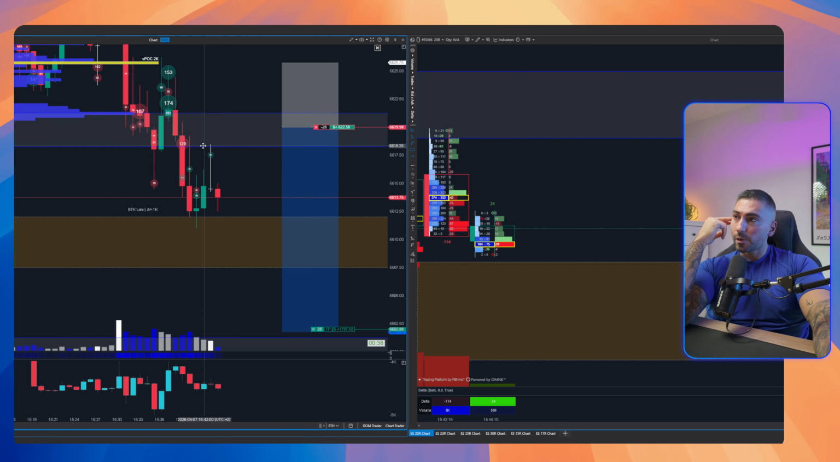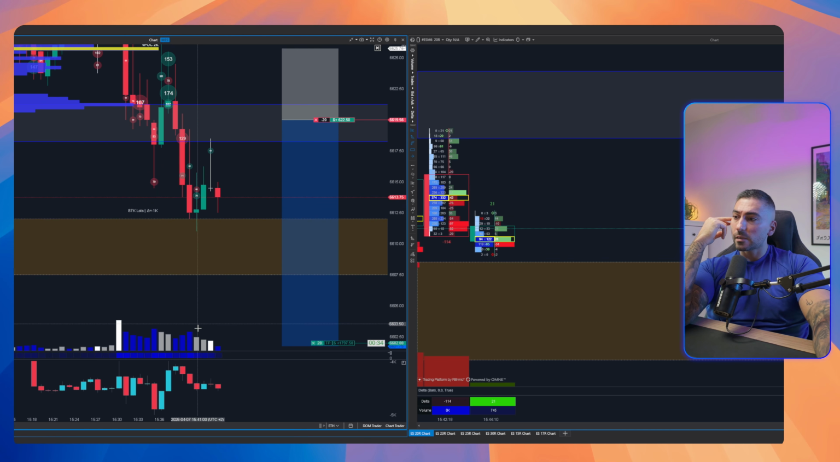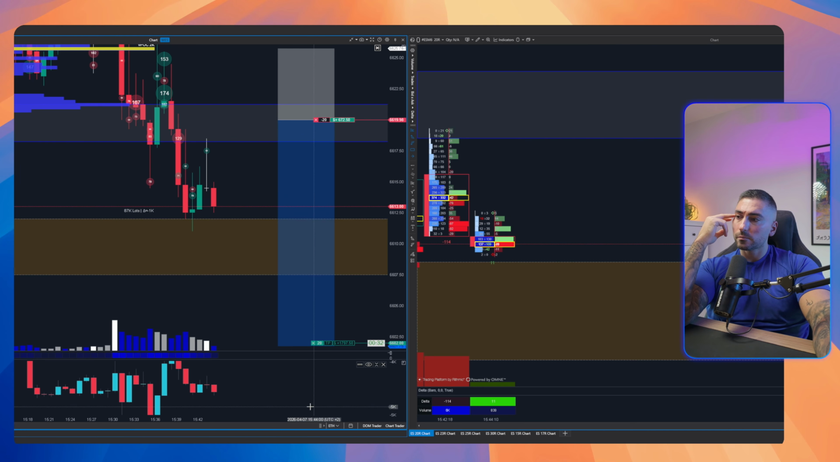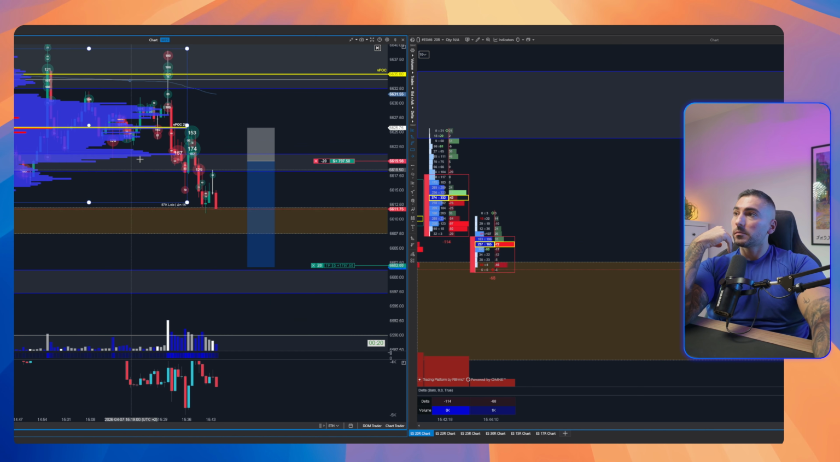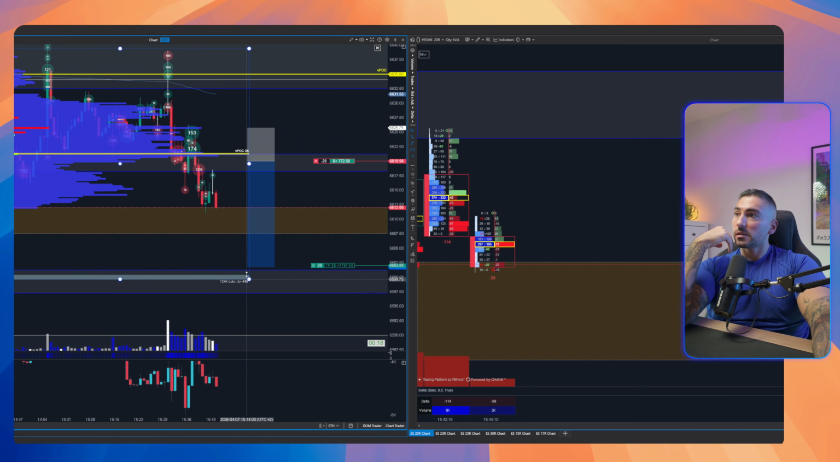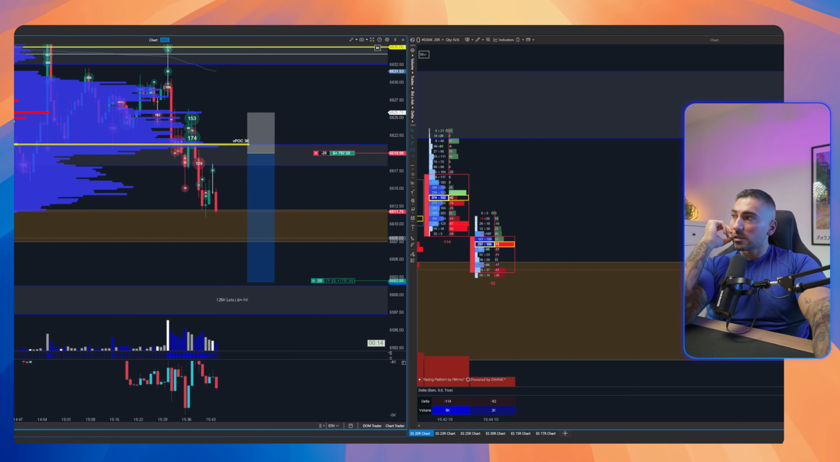We went up here, got some trapped buyers. Let's see if the selling steps in again. We're spending a lot of time and volume right here. We are building volume here. So let's see what happens. Look at this, the volume profile. So we're building a lot of volume here. Okay, so this did its job. This was just a temporary pullback.